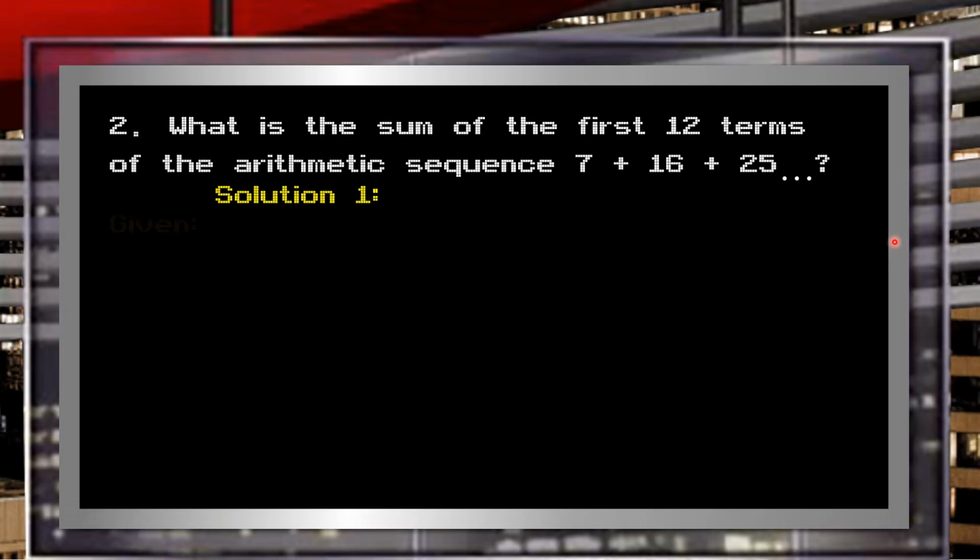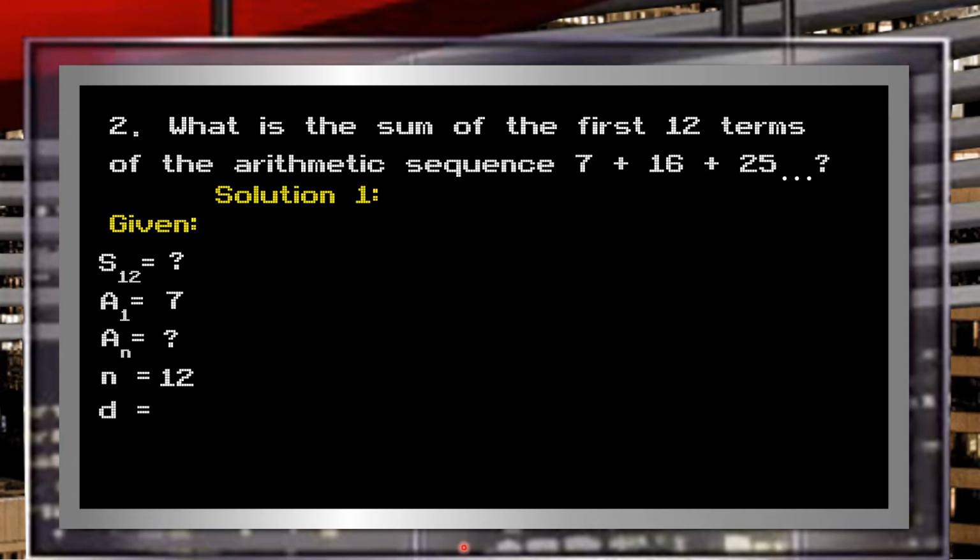So, again, given muna tayo. Ang S sub 12 ang ating nawawala, di ba? For sum of the first 12 terms. So, S sub 12 ang ating missing. Next, ang first term natin, ayan, kita naman na ang first term ay 7. Last term, 7 plus 16 plus 25, wala siyang last term. So, missing din ang ating last term. Ang N natin, syempre, kung sum of 12 terms, 12 lahat-lahat yung number of terms. So, ang N natin is 12.